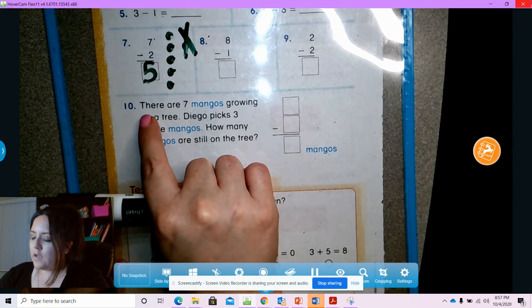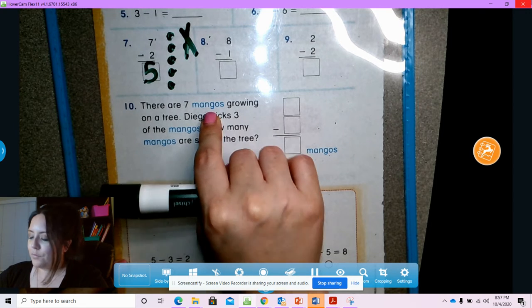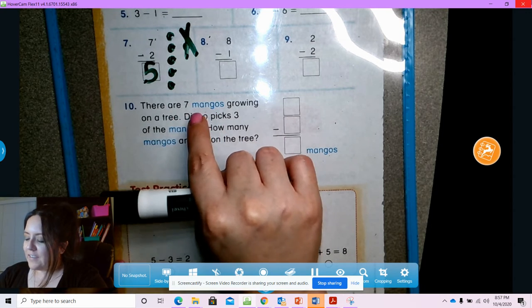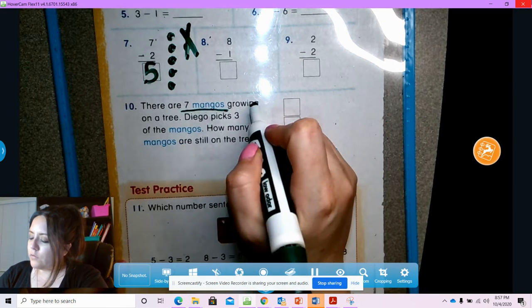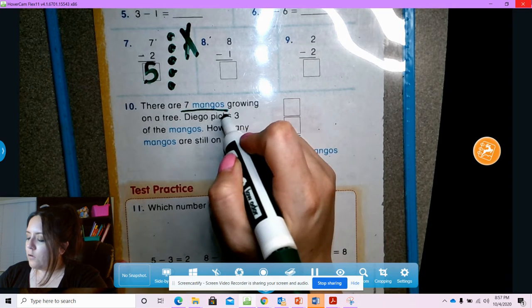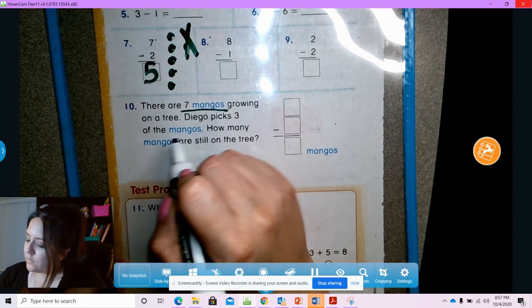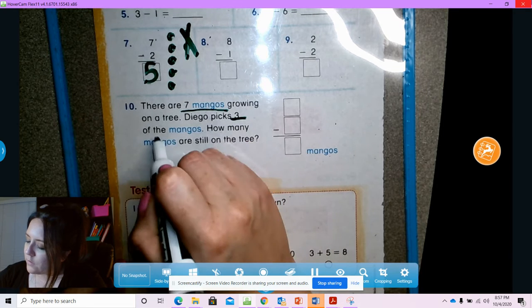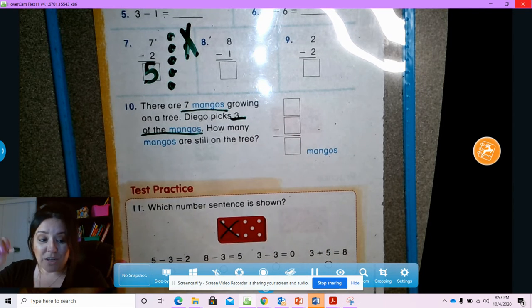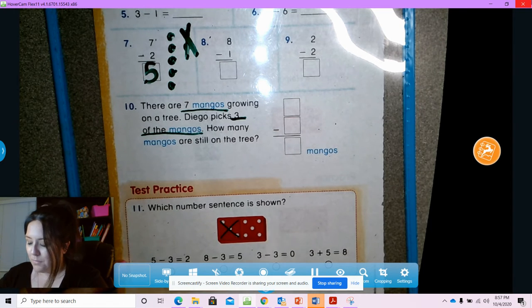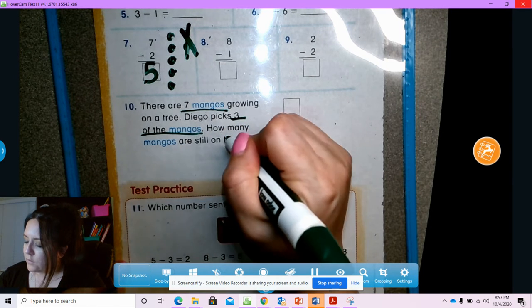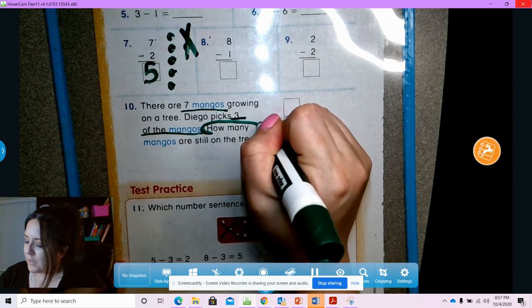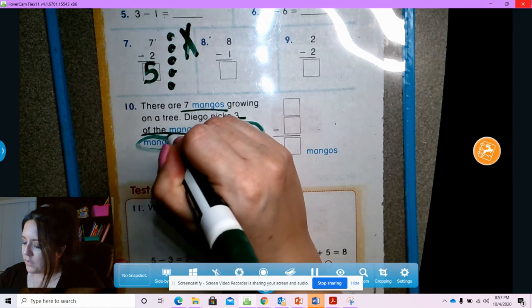Our word problem says, there are 7 mangoes, my favorite fruit. There are 7 mangoes, so we're going to underline what we know. There are 7 mangoes growing on a tree. Diego picks 3 of the mangoes. So Diego picks 3 mangoes. He picks, so we know he's taking them away. So that's subtraction, right? If he's picking them off, he's taking them off. That's subtraction. And we have to find how many mangoes are still on the tree. How many mangoes are still on the tree?